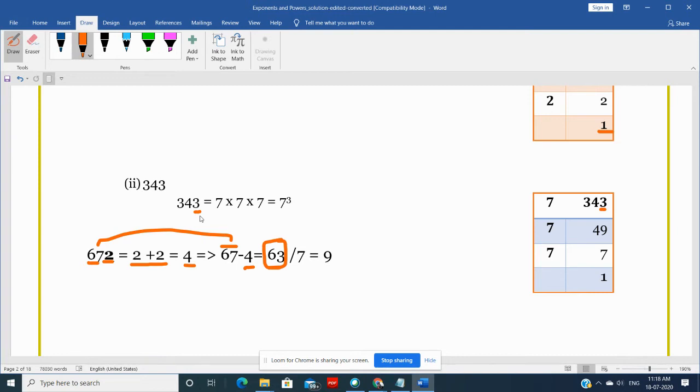If you double 3, it would be 6. This 6 would be subtracted from 34. It will give you 28. And 28 is divisible by 7. 7 fours are 28. So naturally, the whole number 343 is divisible by 7. So this is how you can just divide it: 7 49s are, 7 7s are, and 7 1s are. This is how you divide.